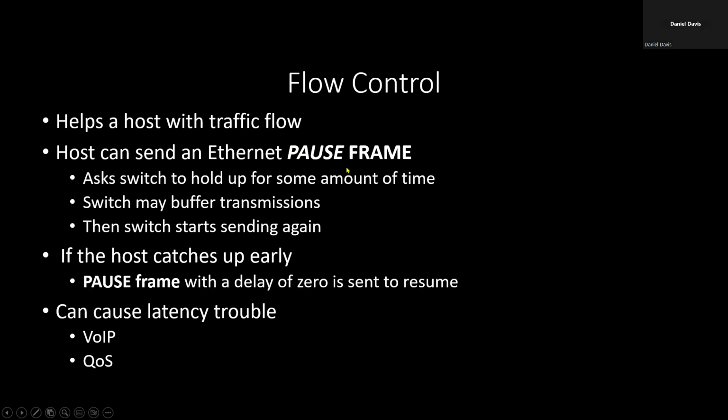So we'll just send a pause frame with a 0-second delay. It's essentially telling the switch, hey, please wait 0 seconds to start communicating again. So then the switch will start communicating immediately back with the device. This can cause some issues or latency problems with things that need to be live streamed, like VoIP. So often there are other methods used to manage that kind of traffic, like QoS. We'll talk about that later.